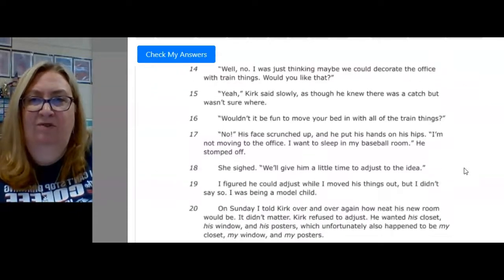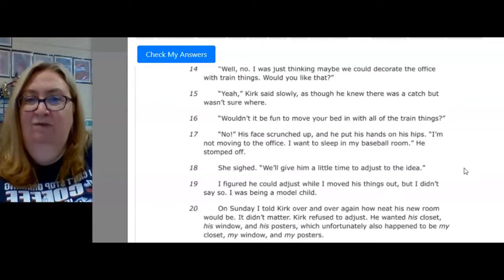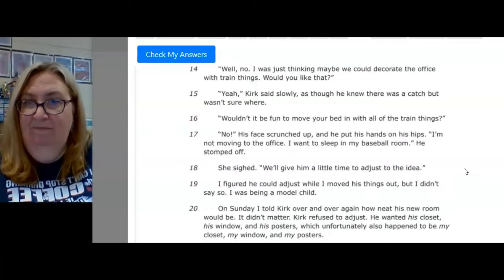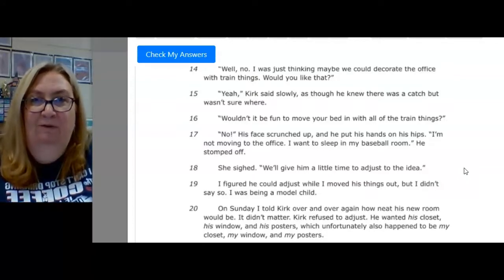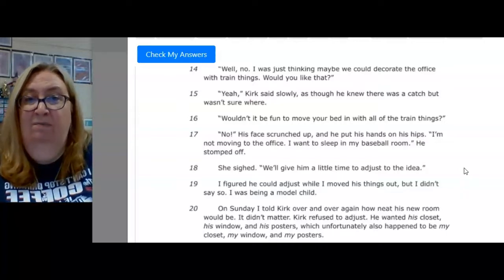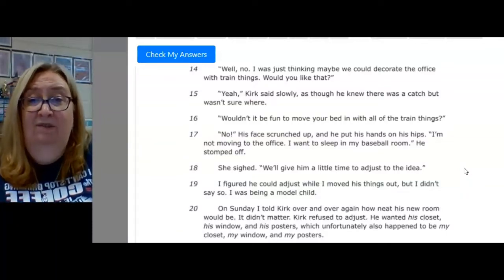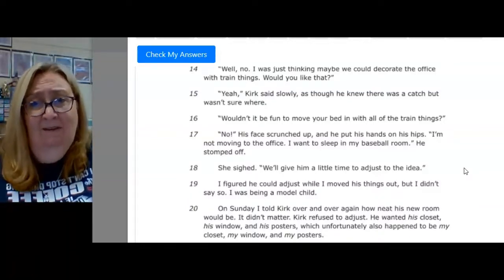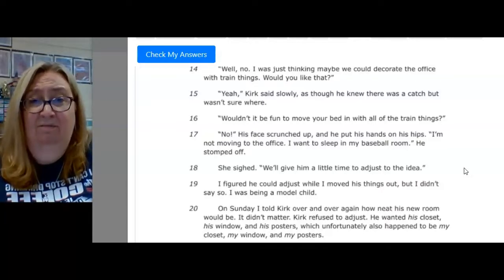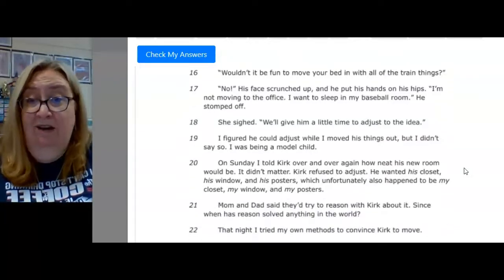"Well, no, I was just thinking maybe we could decorate the office with train things. Would you like that?" "Yeah," Kirk said slowly, as though he knew there was a catch, but wasn't sure where. "Wouldn't it be fun to move your bed in with all of the train things?" "No!" His face scrunched up and he put his hands on his hips. "I'm not moving to the office. I want to sleep in my baseball room." And he stomped off. She sighed. "We'll give him a little time to adjust to the idea." I figured he could adjust while I moved his things out, but I didn't say so. I was being a model child.